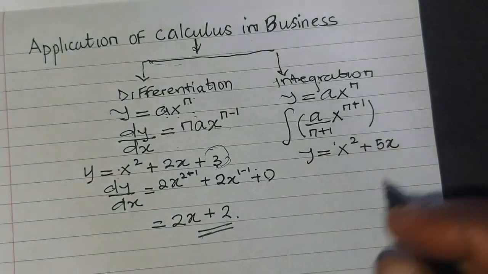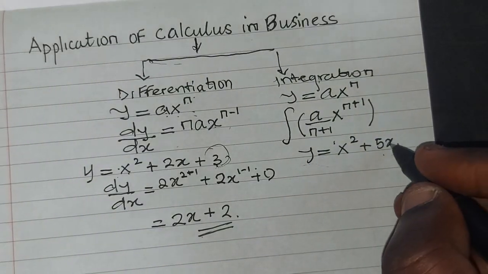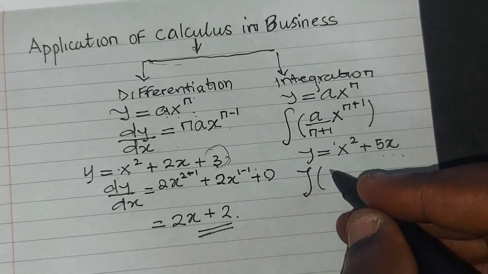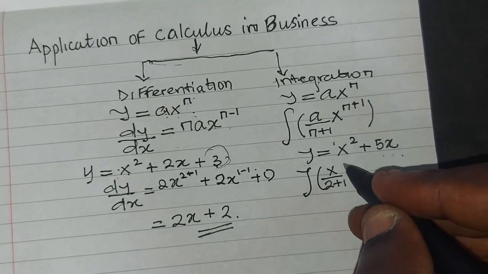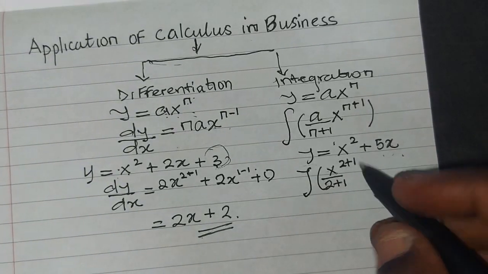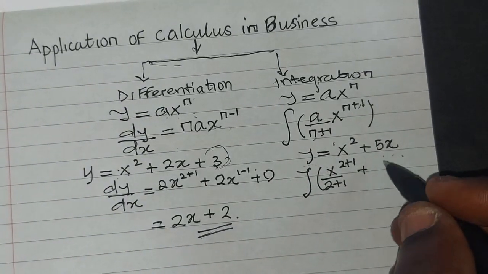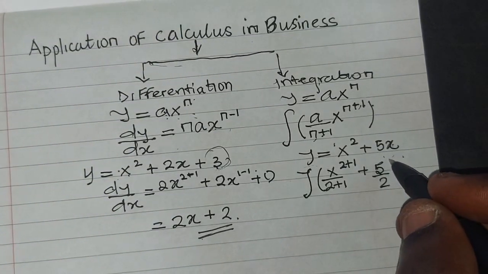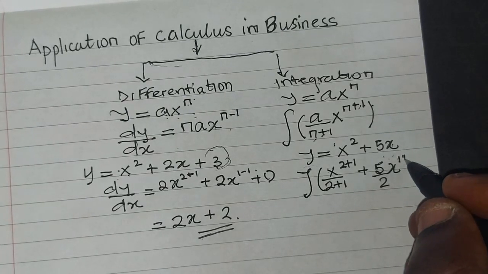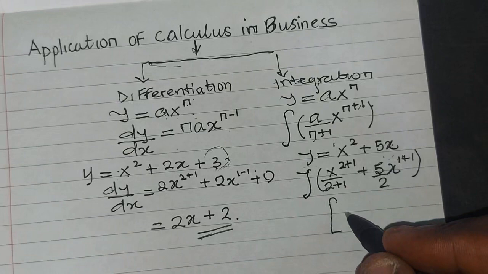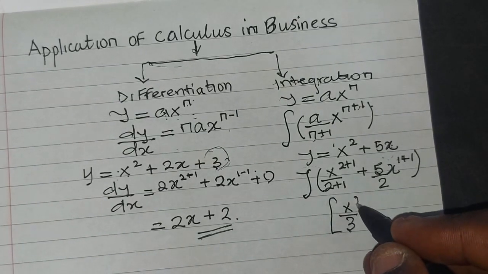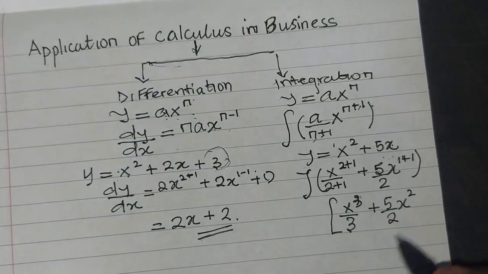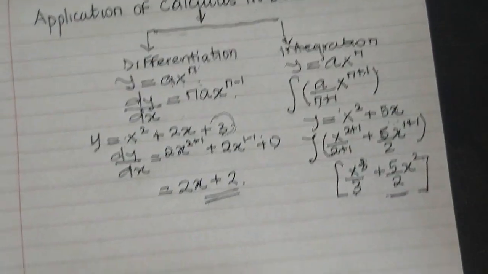Now, supposing you are to integrate y equals x squared plus 5x. What do you have? Following the general formula, you have x over 2 plus 1, x raised to power 2 plus 1, plus 5 over 1 plus 1, x raised to power 1 plus 1. So at the end of the day, what do you have? x over 3 raised to power 3, plus 5 over 2, x raised to power 2. So take note of that.